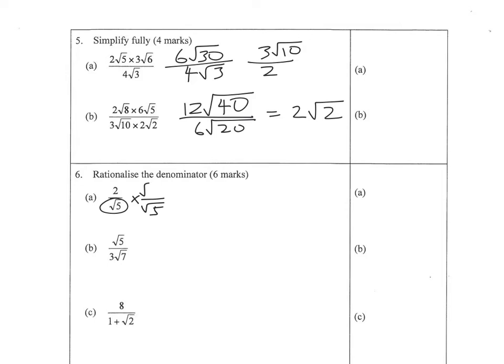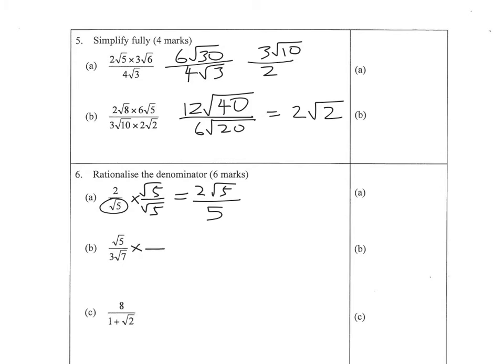What you do to the bottom, you must do exactly the same to the top. 2 times root 5 is 2 root 5. Root 5 times root 5 times by itself is just 5. And they can't simplify. Okay.